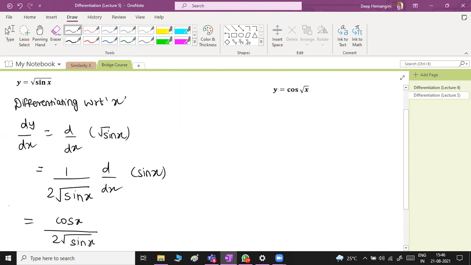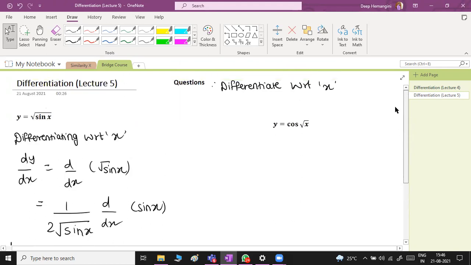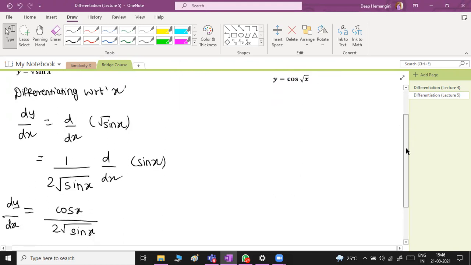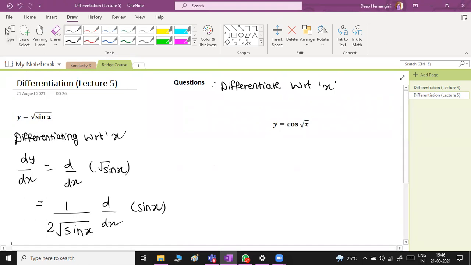So did you all get the value of dy by dx? What is the value of dy by dx? It is cos x upon 2 root sin x. Understood? This is the way we are going to solve the question. Let's take one more question.